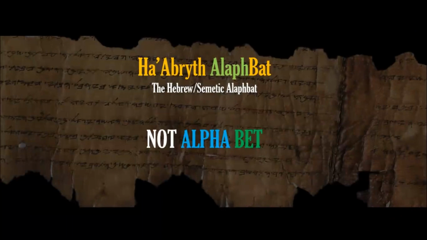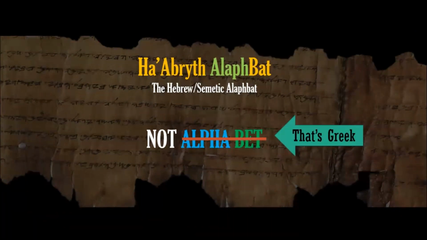Before learning any sentences or the extent of a language, it is important to learn about its letters. And so we will be going through Abryth AlaphBat for the Hebrew Semitic AlaphBat, not alphabet, as the description alphabet is a Greek association. Let's get into the lesson.